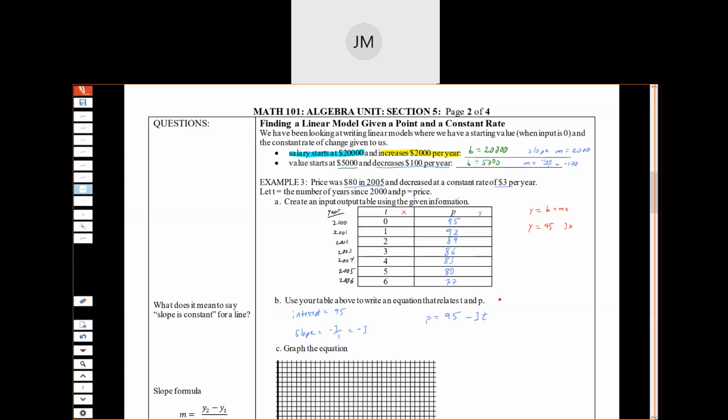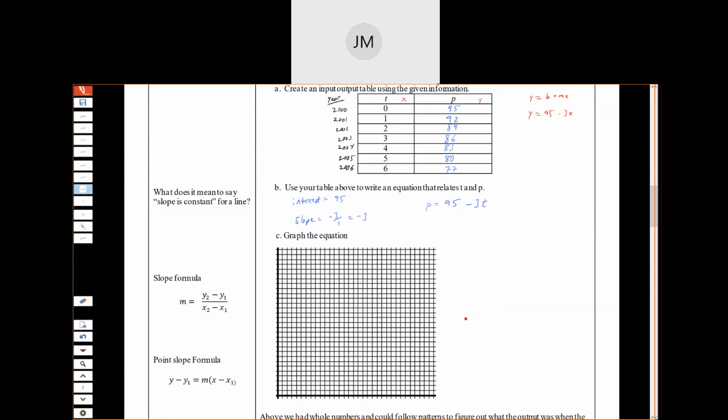And then you can translate back into the variables you have to get to P equals 95 minus 3T. Right? So if the letters are confusing and you'd rather see X's and Y's, then do that. But you just want to make sure that you can translate back into the variables that we have in the problem. All right, so let's graph the equation.